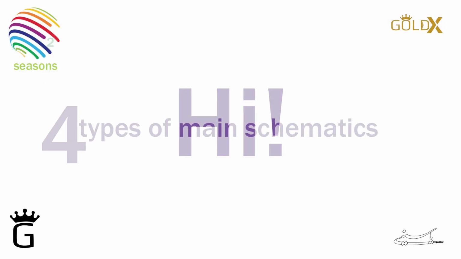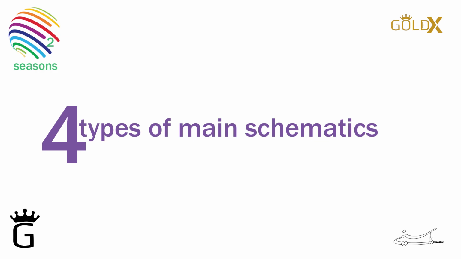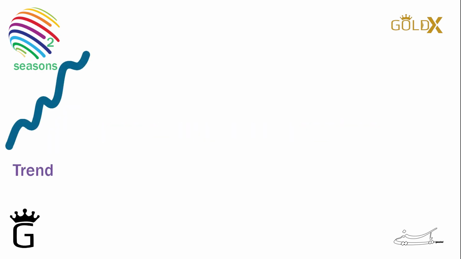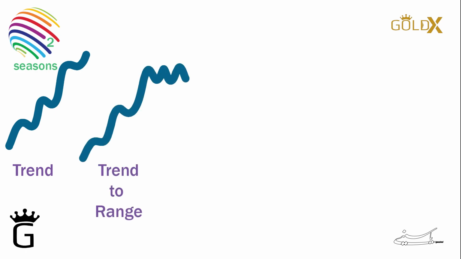In general, we divide the motion schematics in each capture from the beginning to the end into 4 types. Number 1. Trend, moving the price from one point to another, whether it is low or high. Number 2. Trend to range, after moving, the price is locked in a range.